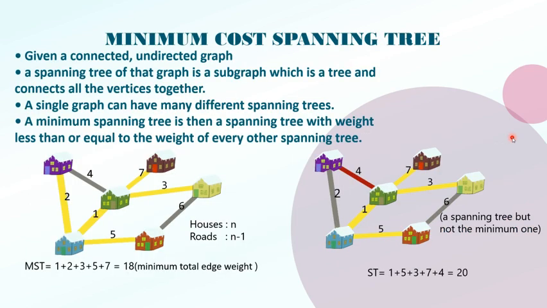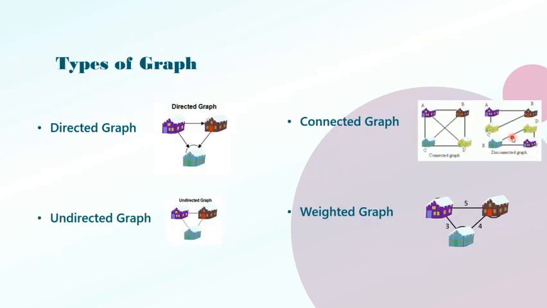First of all, we're going to start by defining a minimum spanning tree. Here we are given a number of houses and a number of roads, n minus 1. We have to connect each house with other houses with the minimum cost for building the roads as possible. So the image on the left has the minimum total edge weight, which is referred to as a minimum spanning tree, while the one on the right is not.